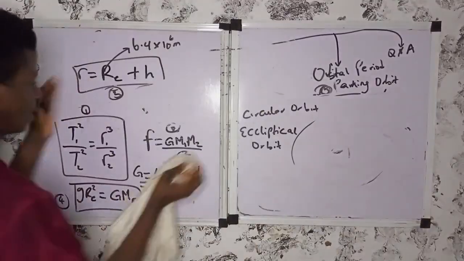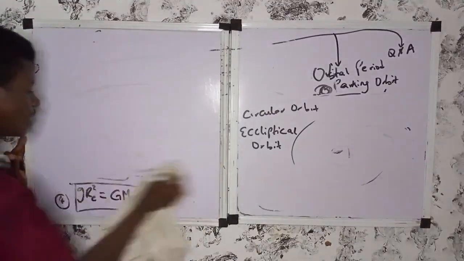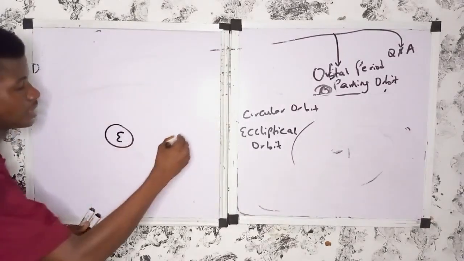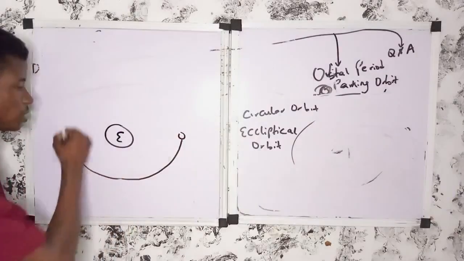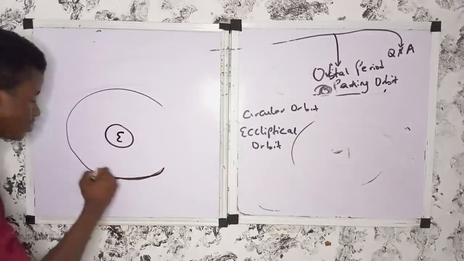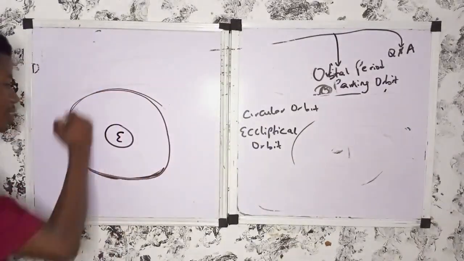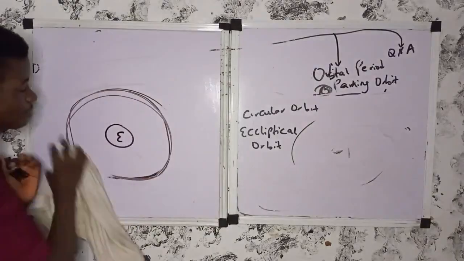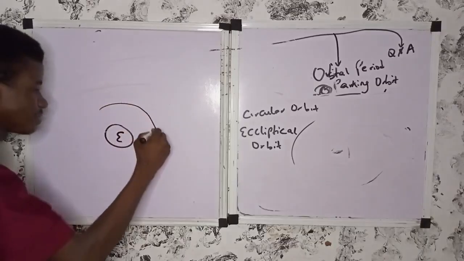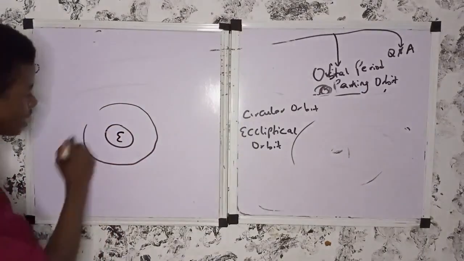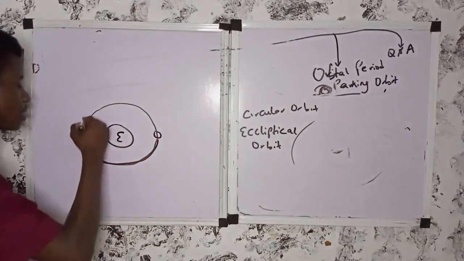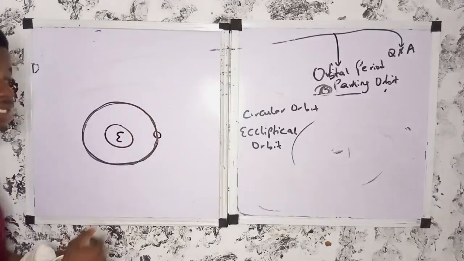Now, let me clean here. Please take note of all these formulas. Let's say this is the Earth, this is the satellite, and this is the circular orbit. From the word circular, a circular orbit is just circular in shape. So this is a circular orbit.